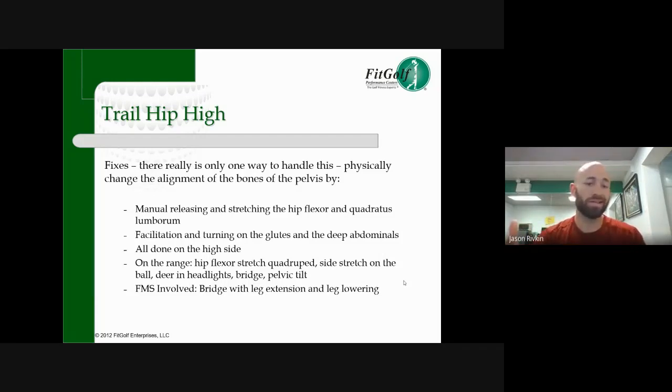So all these things, maybe aside from the ball stretch, can be done on the range in about 2 to 4 minutes. Try these out either on yourself or with a student that needs them, and then recheck alignment. More times than not, we'll see the pelvis symmetrical, right? And that is also a sign that these are the exercises that need to be prescribed away from golf for these students as well. All right, let's continue.